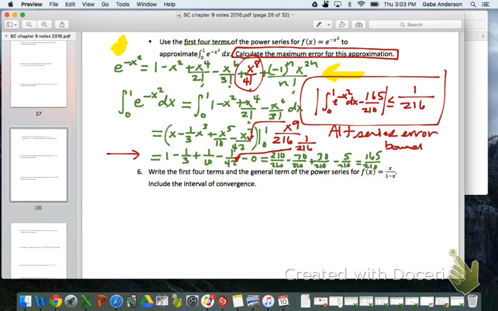Okay, let's move on to number 6. Number 6 says write the first 4 terms and the general term of the power series f of x is equal to x over 1 minus x. Okay, so once again, we're going to try to use a known series to help us find a new series. So take a moment and think about which of our 4 known series you would try to use to manipulate into becoming this new series that we want.